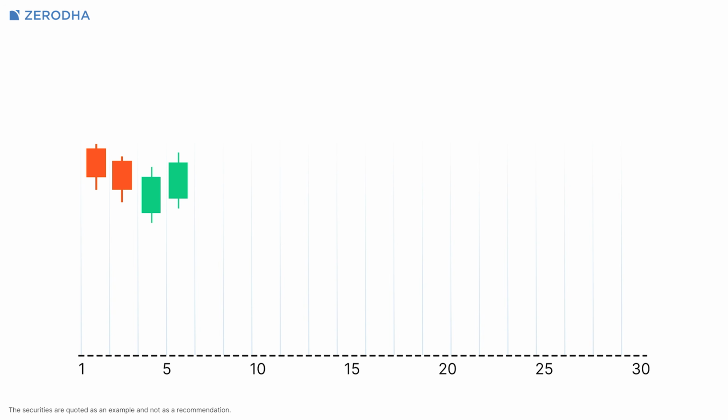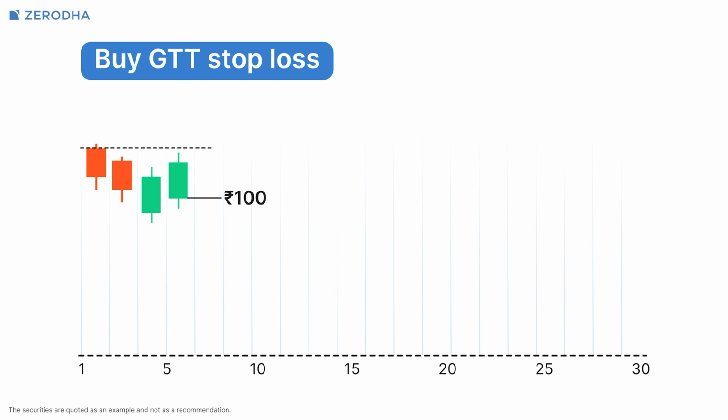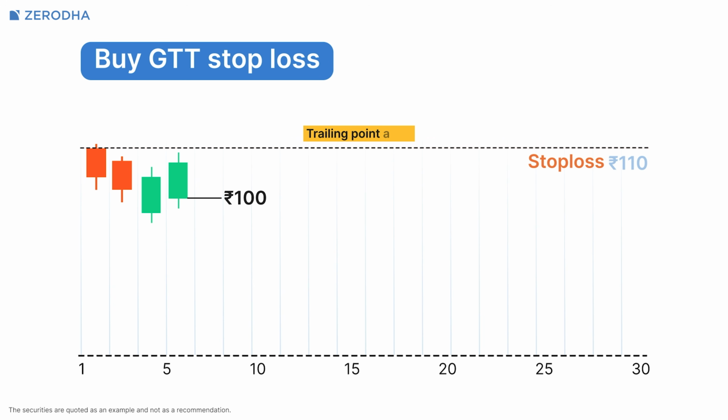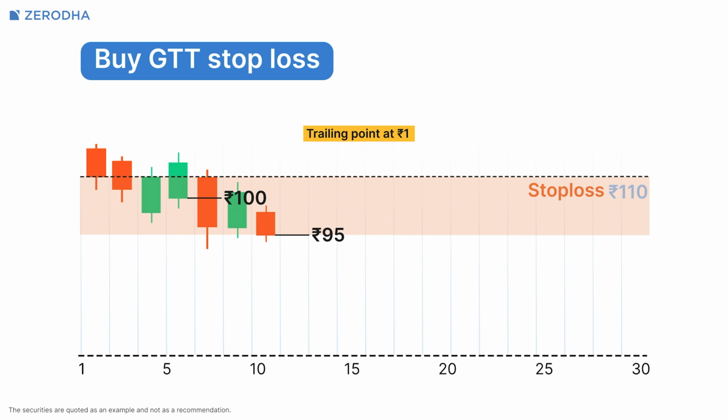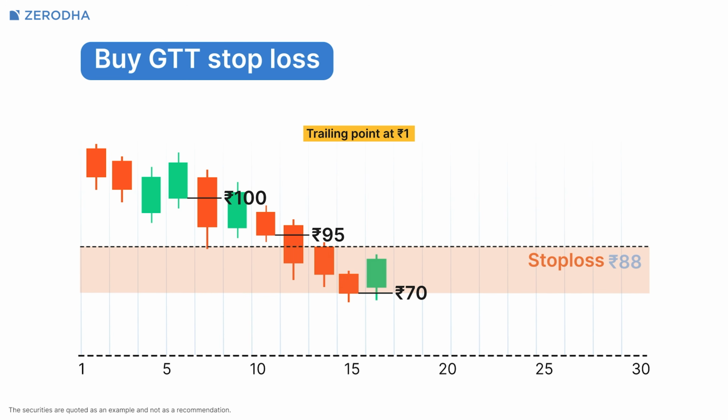A buy TSL works in the opposite direction and can be used to protect a short F&O position. Suppose you short a futures contract trading at 100 rupees and place a buy GTT with a stop loss trigger of 110 rupees and a trailing point of 1 rupee. The stop loss trigger initially starts 10 rupees above the market price. If the contract falls from 100 rupees to 95 rupees, the trigger moves down from 110 rupees to 105 rupees. If the contract falls further to 70 rupees, the trigger moves down to 80 rupees. Now suppose the price recovers to 75 rupees. The trigger does not move back up, it remains at 80 rupees.